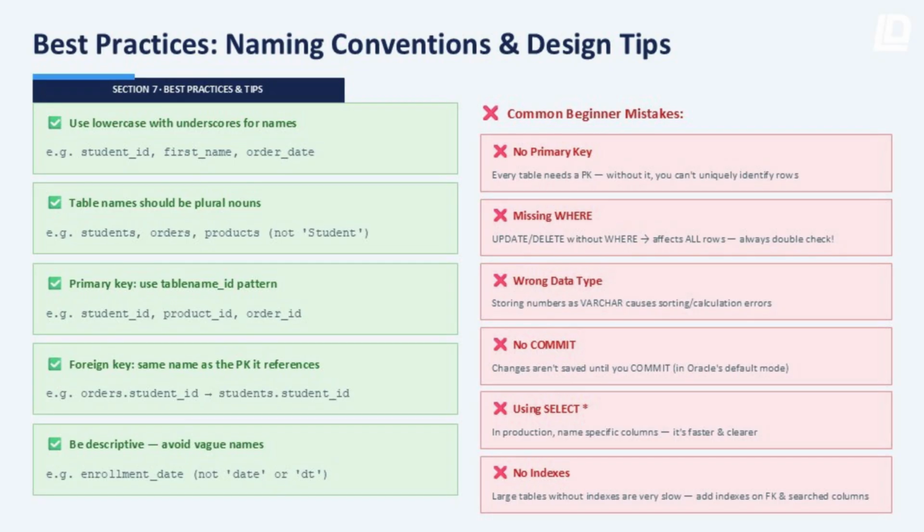To become effective in database management, it is important to follow best practices. Use clear and meaningful names, normalize your data, and apply constraints properly. These practices help ensure that your database remains organized, efficient, and easy to maintain over time.